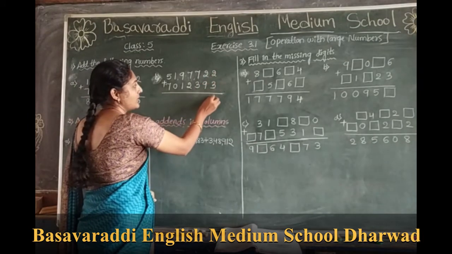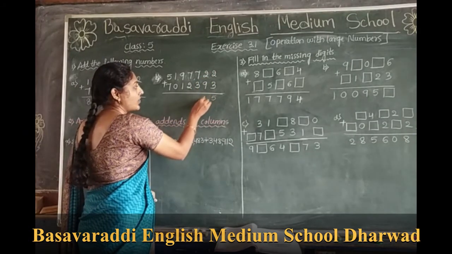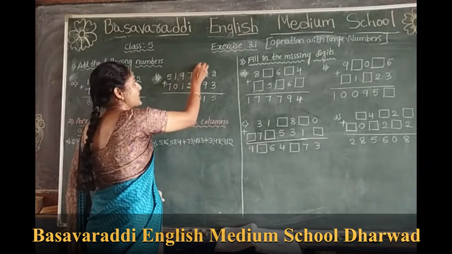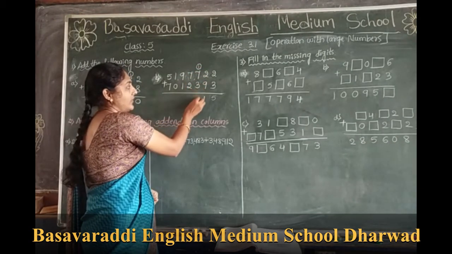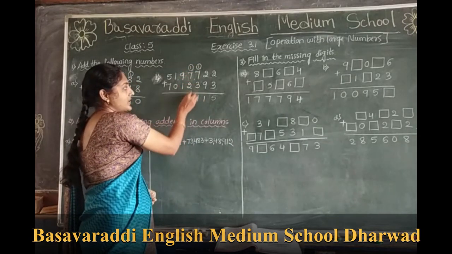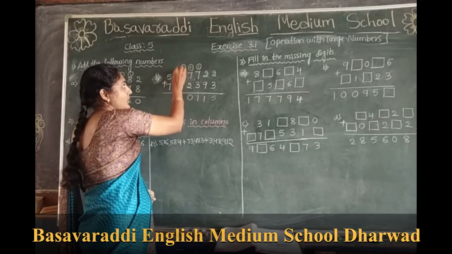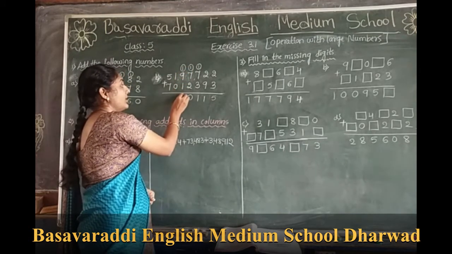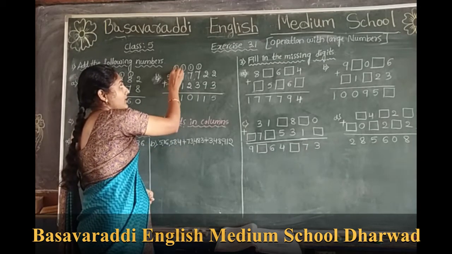2 plus 3 is 5. 2 plus 9 is 11, so write 1 in the tens place and carry 1 to the hundreds place. Next place: 1 plus 7 is 8, and 8 plus 3 is 11. Then 1 plus 7 is 8, and 8 plus 2 is 10. Write 0 in the thousands place and carry 1 to the 10,000s place. 1 plus 9 is 10, and 10 plus 1 is 11. Write 1 in the 10,000s place and carry 1 to the lakhs place.